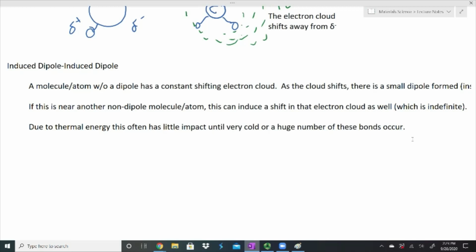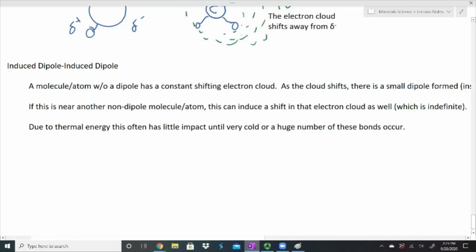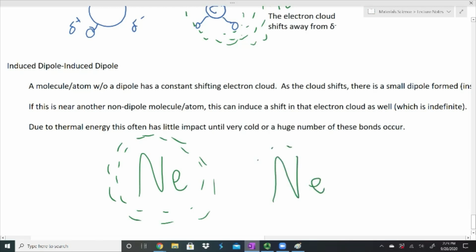Due to thermal energy, this usually has very little impact until we either get super, super, super cold or until we have a huge number of these bonds. And so here we have something like neon. Neon is a noble gas. It's not going to want to bond together. So I have neon, it's happy, it's got its electron shell around it. It doesn't want to transfer any electrons at all under any circumstance. I have another neon that's in the same boat.